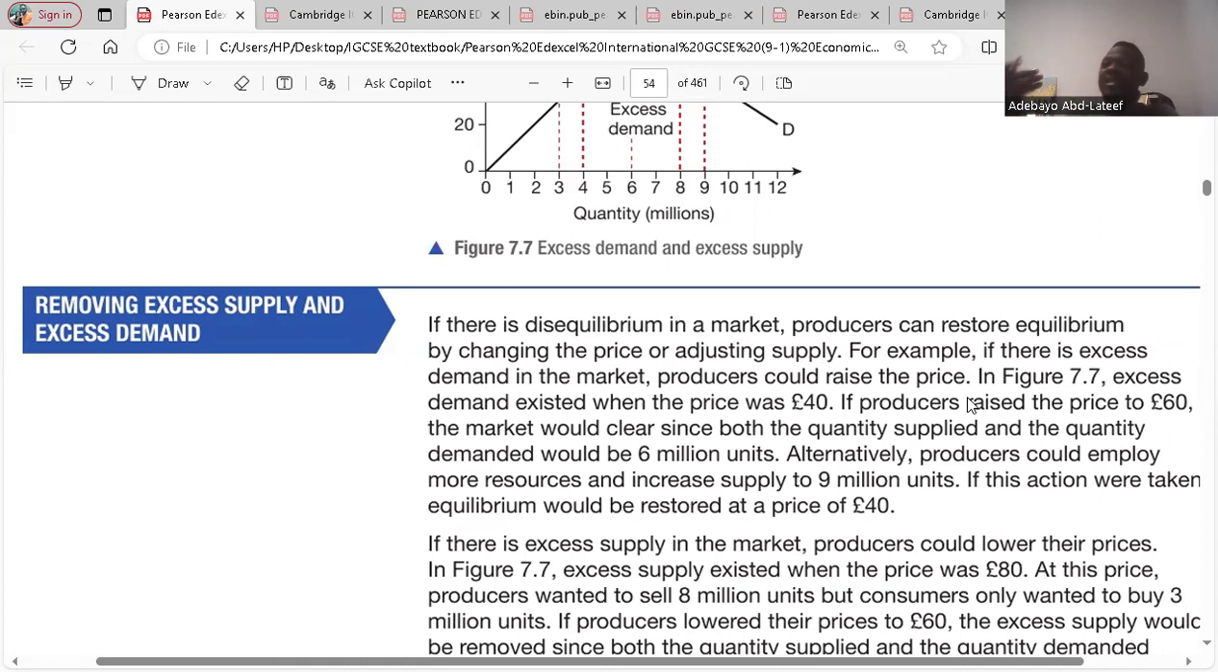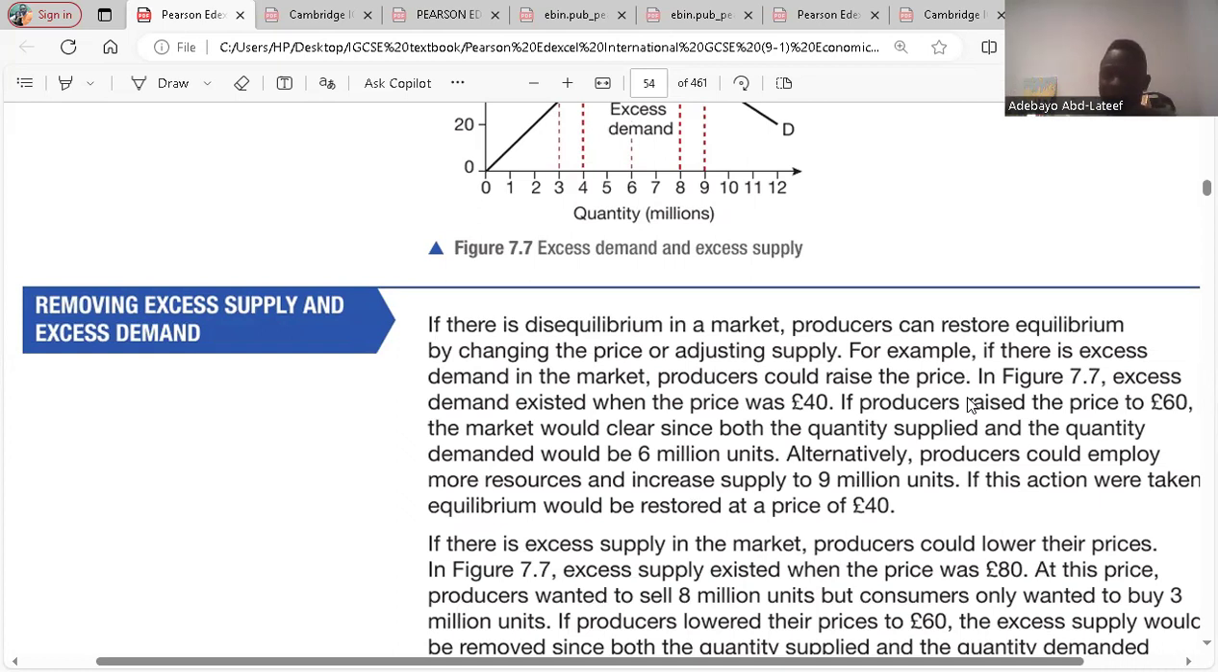Or they reduce the supply to the market and stock it until another time when the demand will increase. So do you see how to solve disequilibrium now? To solve excess demand, because excess demand means the price has fallen below the equilibrium price, you correct that by increasing the price. When you increase the price, the quantity demanded in the market will fall, going back to equilibrium. Is it clear? Yes.